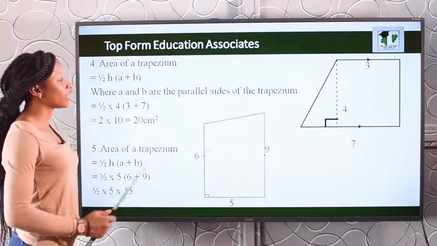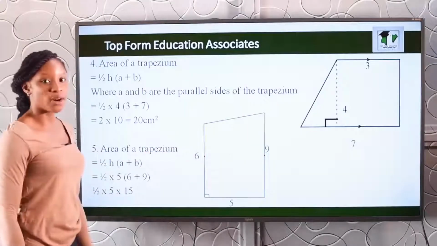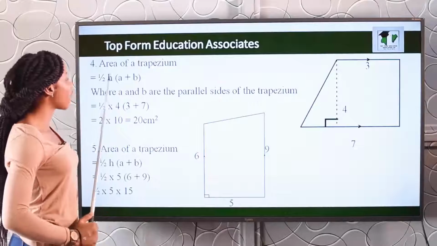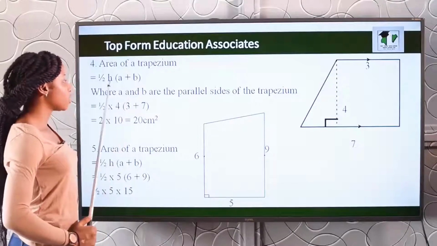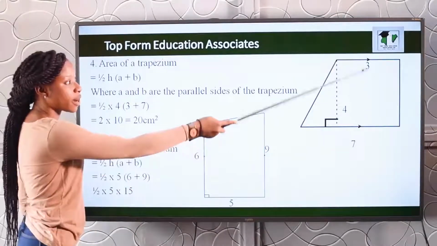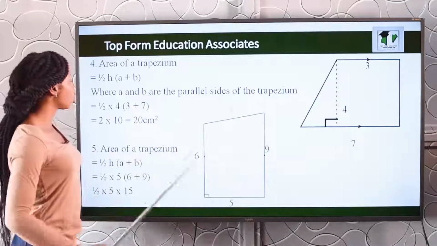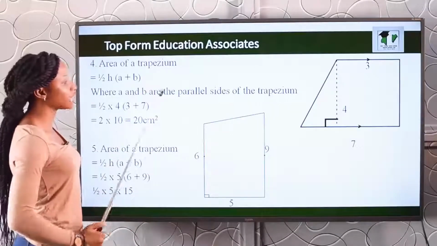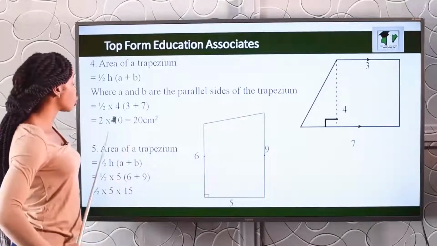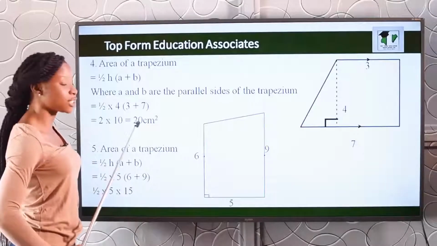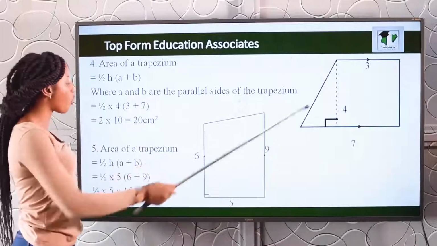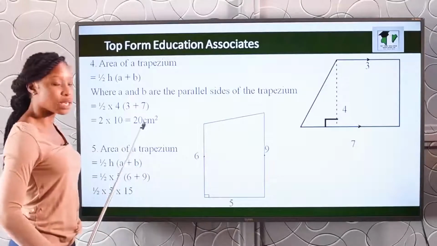Now, number 4, we're given a trapezium and we're asked to look for the area. And you know, in looking for area, we make use of the formula half h, open bracket, a plus b. Remember, h is the height. A and b are the parallel sides of the trapezium. These are the parallel sides of this trapezium. So we input the figures into the formula. The height is 4 centimeters, A is 3 and B is 7. So when you do the multiplication, we have our answer as 20 centimeters. Therefore, the area of this trapezium is 20 centimeters.